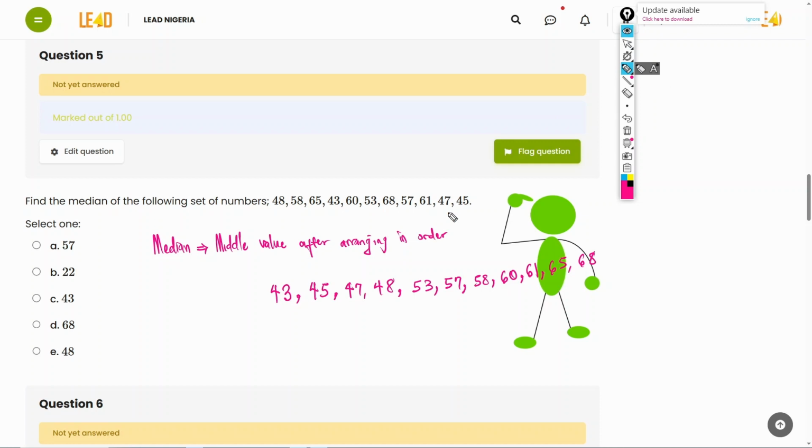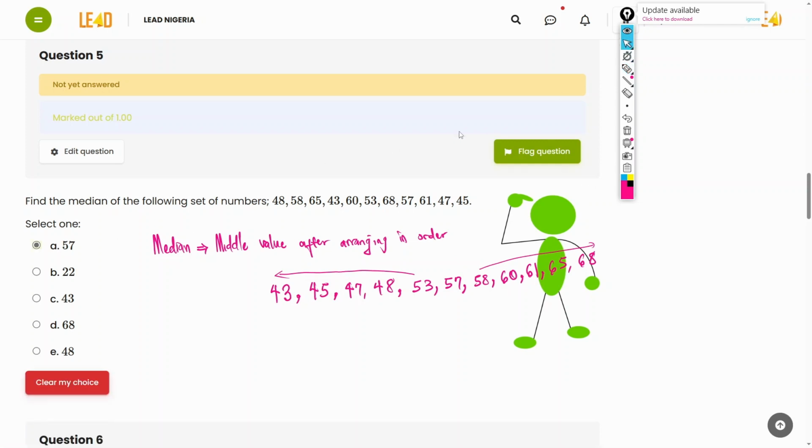Good. So the middle number would be, I have 5 on this side, and I have another 5 on this side. So the middle number has to be 57. All right, that's option A, 57.